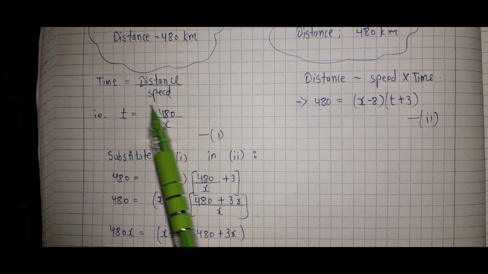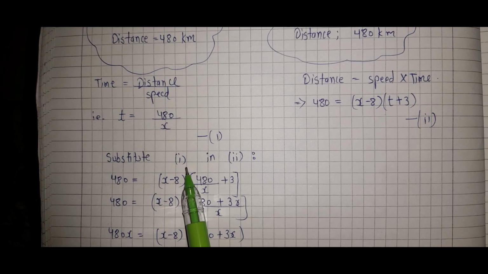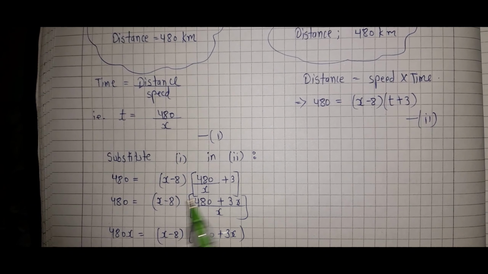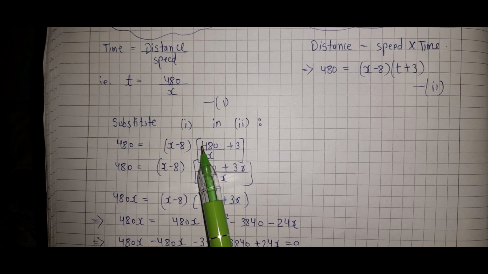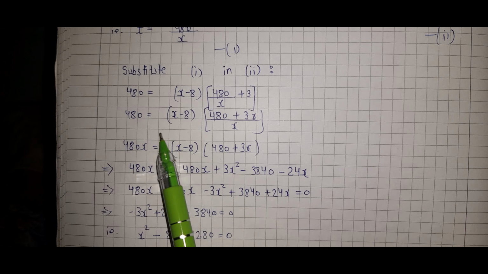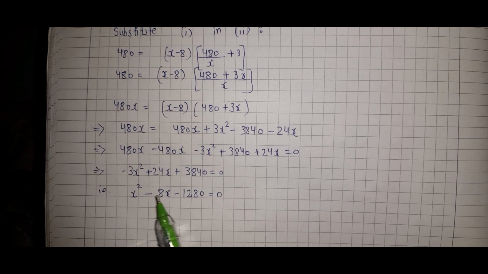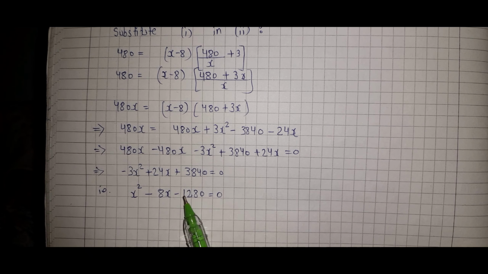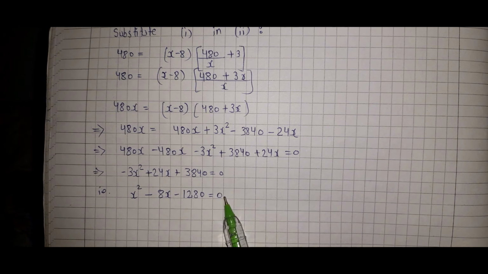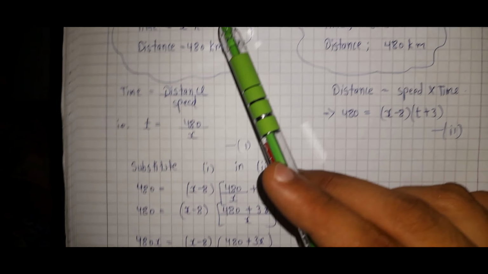Now substituting this value of t in the second one, that is substituting the first equation in the second one, we will have 480 equals (x minus 8) into (480 upon x plus 3). After taking LCM and after cross multiplication, we will have x square minus 8x minus 1280 equals 0. This is our required quadratic equation where x is the speed.